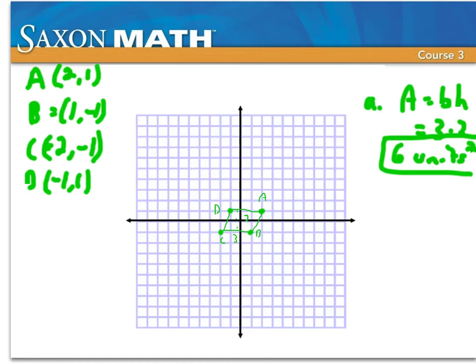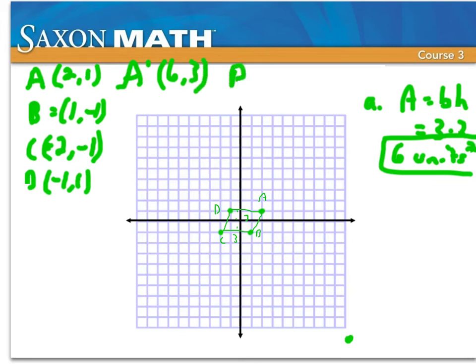Now, if we want the image to be 3 times bigger, then that means every one of these coordinates needs to be 3 times what A was. So my dilation I'm going to call A prime. Now A prime, the x part needs to be 3 times bigger, so 2 times 3 is 6, and the y part needs to be 3 times bigger. 1 times 3 is 3.